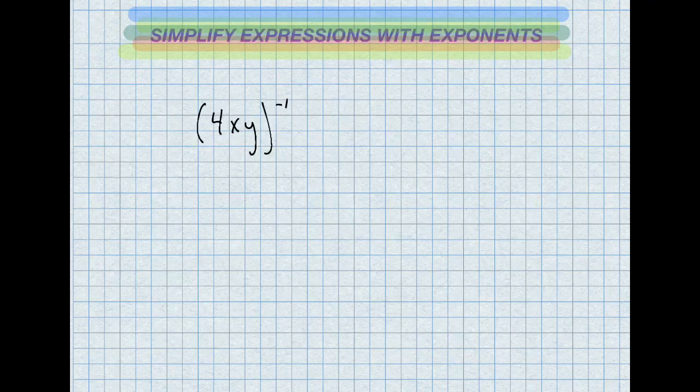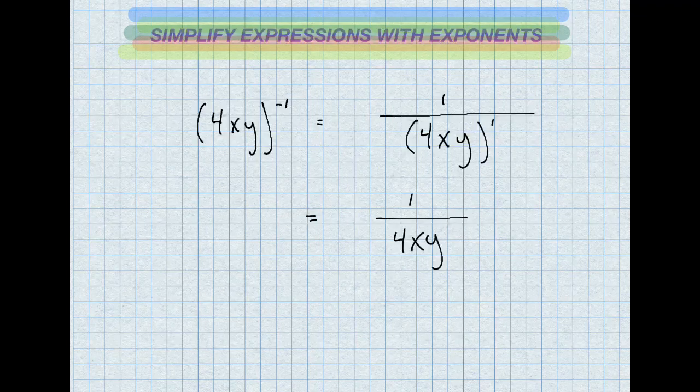Okay, 4 times xy, all that to the negative 1st power. Basically, this is a pretty simple one. We're just going to say that's 1 over 4xy. Okay, we just do our inverting. We're just going to drop that whole thing down. Remember, it's kind of like this. But that's the same thing as saying 4xy over 1. So there's our answer, 1 over 4xy.